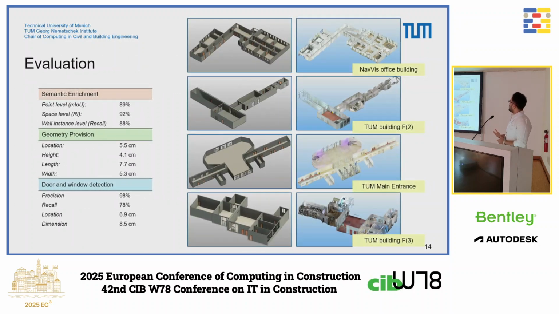To evaluate the performance of our hybrid bottom-up top-down method for digital twinning of buildings, the algorithm was tested on different point cloud data from the Technical University of Munich and some office buildings from companies. The method can achieve an overall accuracy of about 90% for the semantic enrichment, meaning it can assign semantic labels to the data at different levels like spaces, points, and wall instances. It can also create a geometric digital building model with 6 centimeter accuracy in terms of the location of the elements and their actual parameters.